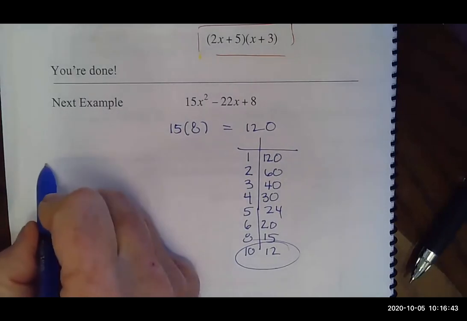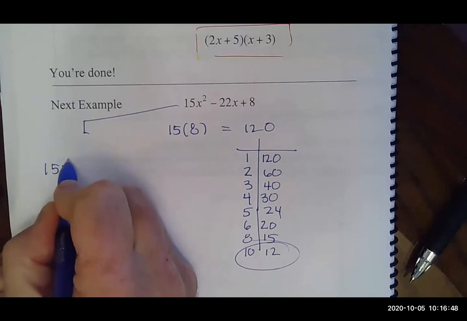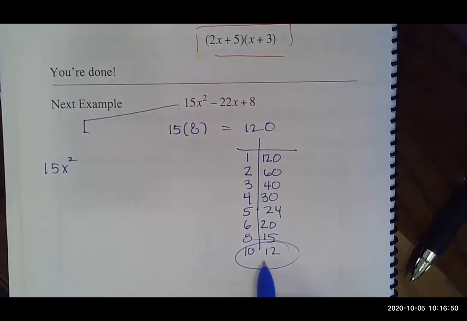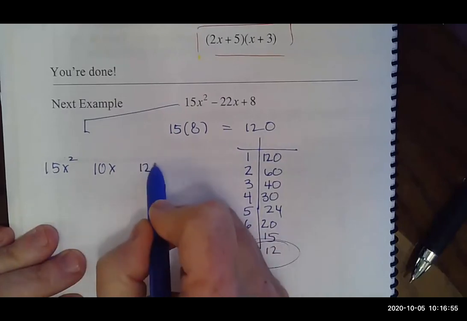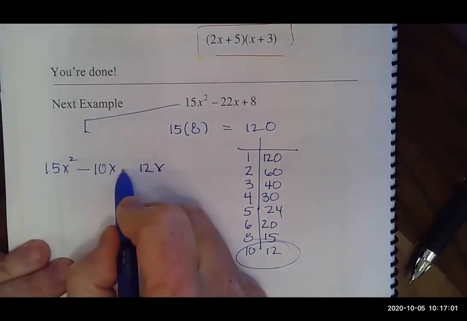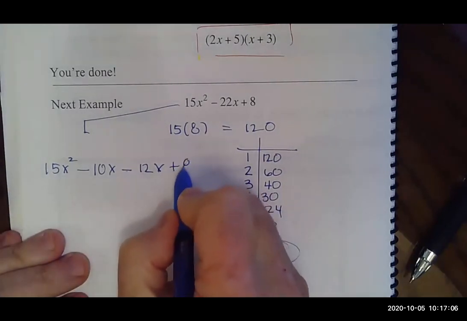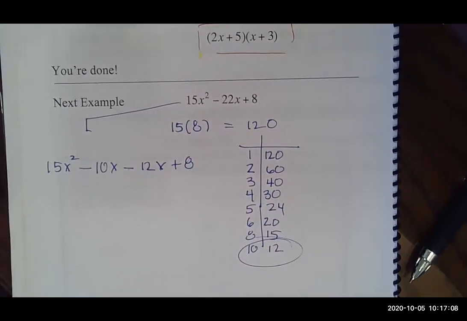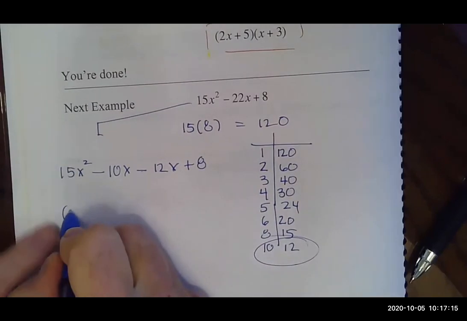So then over here, you're going to rewrite this problem as 15x squared, but you want 10x and 12x. Now with 10x and 12x, the only way that you can get negative 22x is if they're both negative. Negative 10 and negative 12 is negative 22. And then you go plus 8. And now you do the grouping. So pick a pair here, parentheses, sure, why not?